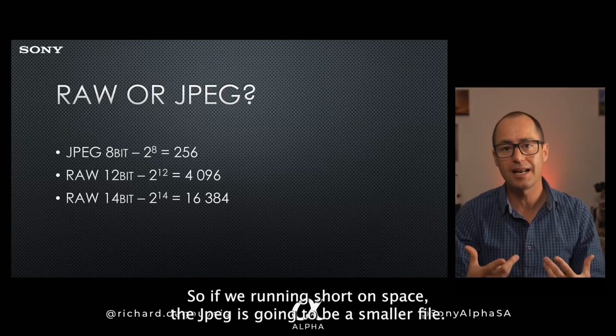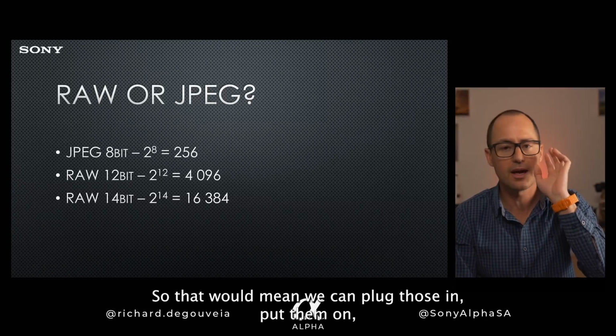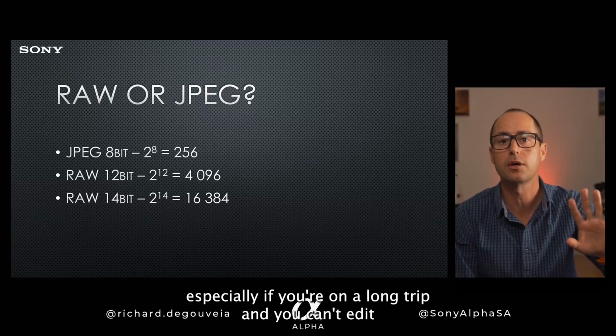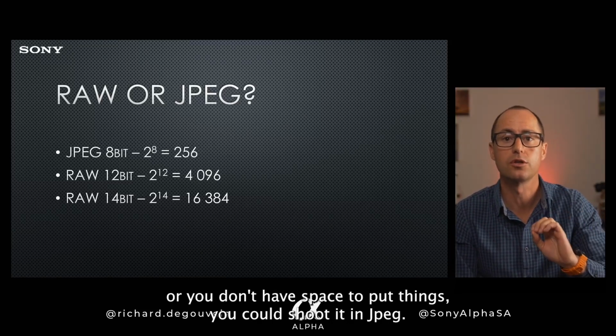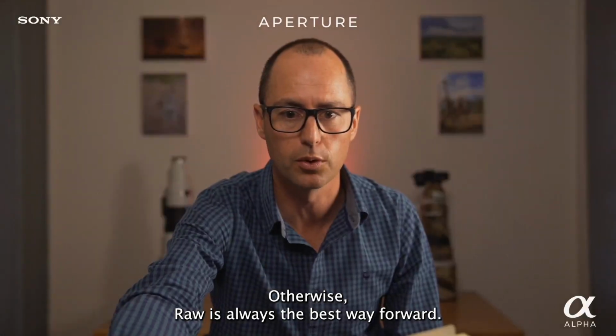So if we're running short on space, the JPEG is going to be a smaller file. So that would mean we can plug those in, put them on, especially if you're on a long trip and you can't edit or you don't have space to put things, you could shoot it in JPEG. Otherwise, RAW is always the best way forward.